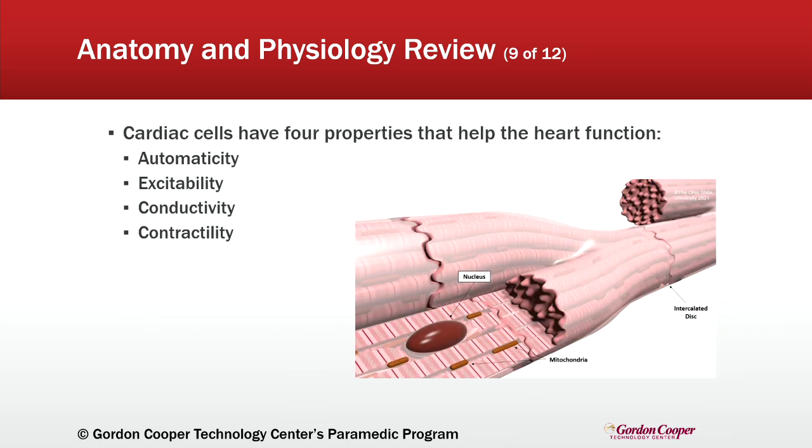So we have four important properties of cardiac cells. We have automaticity, excitability, conductivity, and then contractility. So automaticity, that's the heart's ability to initiate its own electrical impulses without external stimulation. So that means certain cardiac cells, like those in the SA node, can generate action potentials spontaneously. And this property is crucial for maintaining the heart's rhythm and ensuring that it beats consistently.